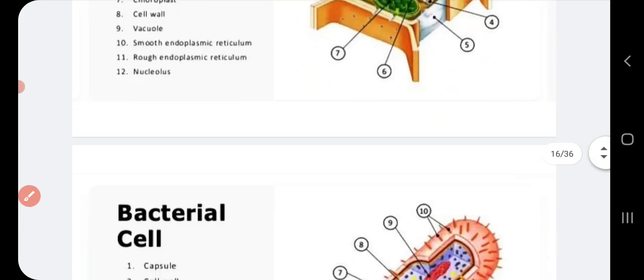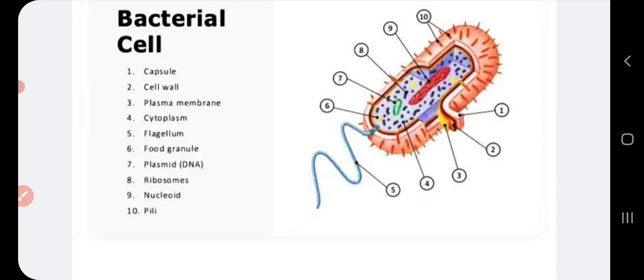Now we will move to the bacterial cell. This picture is not for you, but I will explain it. The bacterial cell has capsule, cell wall, plasma membrane, cytoplasm, flagellum, food granule, plasmid, DNA (deoxyribonucleic acid, a nucleic acid), ribosomes, nucleoid and pili. Number one is the capsule, number two where the arrow is given is the cell wall, third is the plasma membrane, fourth cytoplasm, fifth flagellum, sixth food granule, seventh plasmid, eighth ribosomes, ninth nucleoid, and tenth pili. Okay, so these are the parts of the bacterial cell.